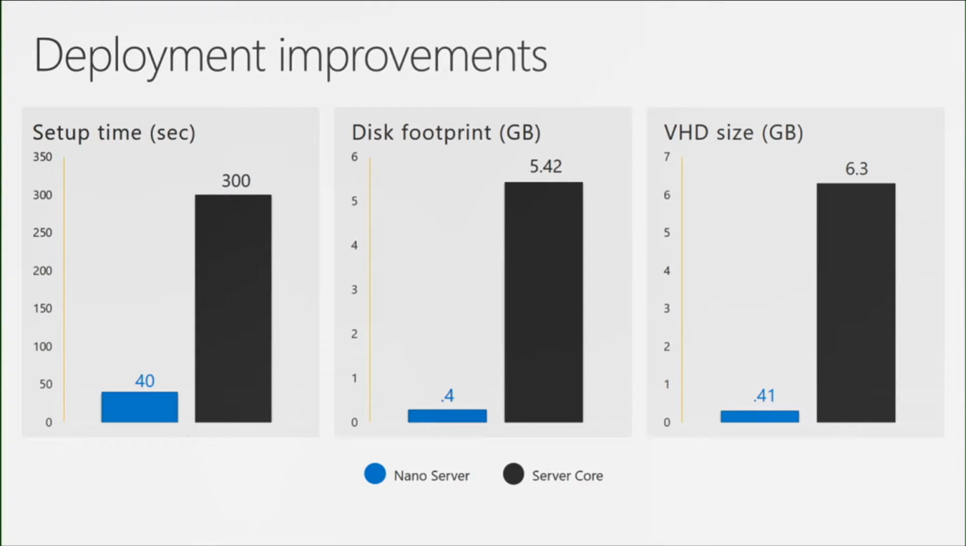The setup time to go and install the entire operating system, 40 seconds. The footprint, the amount of file size it takes, 400 megabytes instead of 5.5 gigs. VHD size, 400 megabytes instead of 6 gigs. So think about that. If you're running 1,000 virtual machines in your data center, and you can go and save, what, an eighth of the processing speed here, I mean, that's significant savings that you have here.